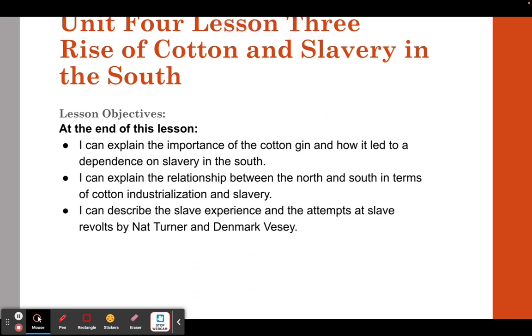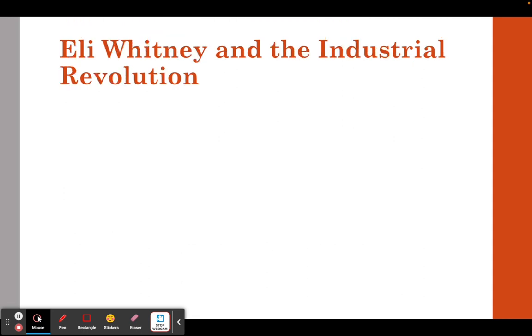So at the end of this lesson, I want you to be able to explain the importance of the cotton gin and how it led to a dependence on slavery in the South. You'll be able to explain the relationship between the North and the South in terms of cotton, industrialization, and slavery. And then lastly, we're going to describe and look at some of the slave experience and the attempts at slave revolts by Nat Turner and Denmark Vesey.